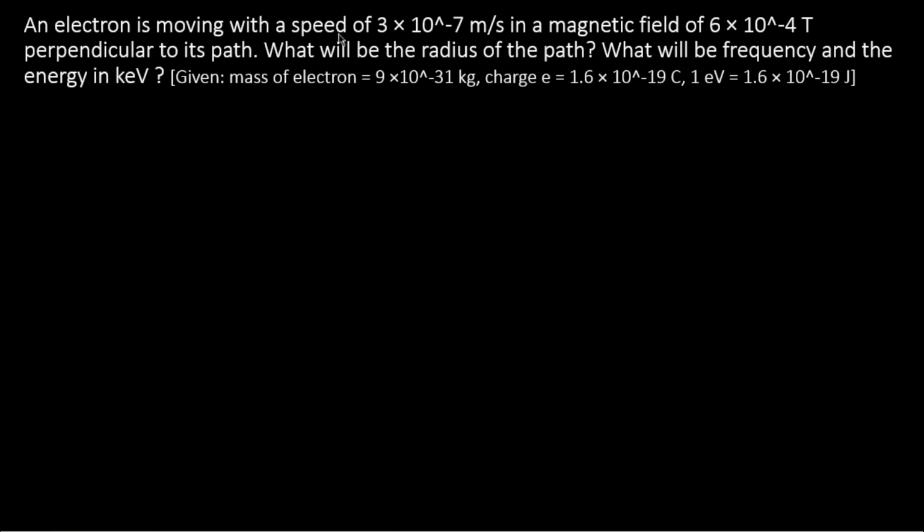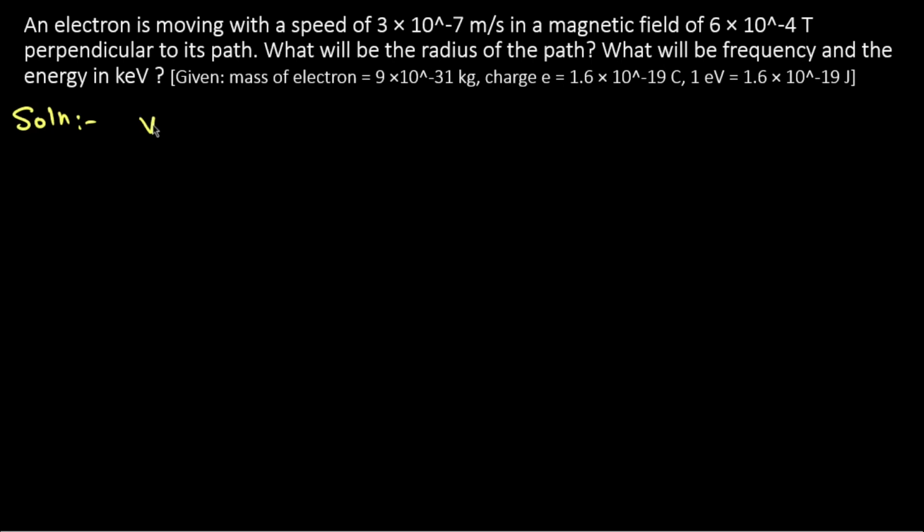An electron is moving with a speed of 3 into 10 raised to minus 7 meter per second in a magnetic field of 6 into 10 raised to minus 4 Tesla, perpendicular to its path. What will be the radius of the path? And what will be the frequency and the energy, that is the kinetic energy, in kilo electron volt? Given to us is the mass of the electron, charge of the electron, and the value of 1 electron volt in joules.